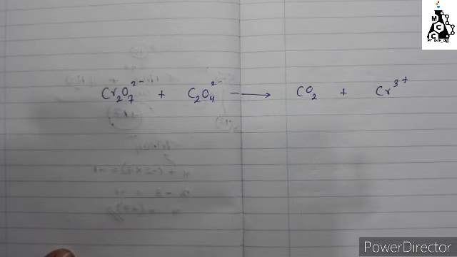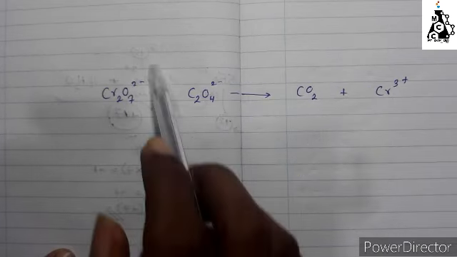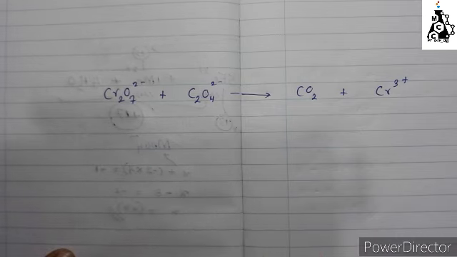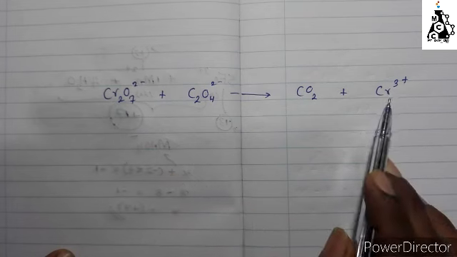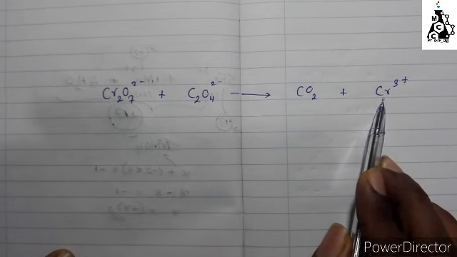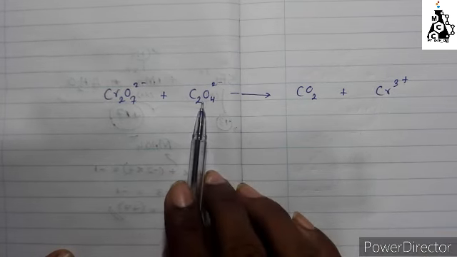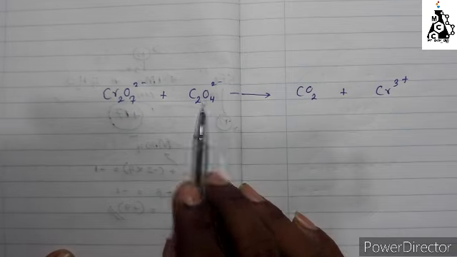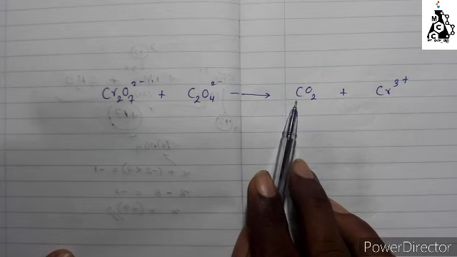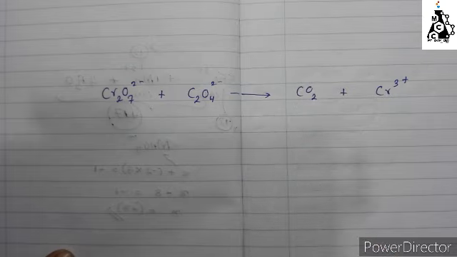This is example number 2. Here you can see the dichromate ion. Dichromate ion was reduced to Cr3+. And here you can see the oxalate ion. Oxalate ion is oxidized to carbon dioxide molecule. Okay, now let's figure out how we will balance this redox reaction.